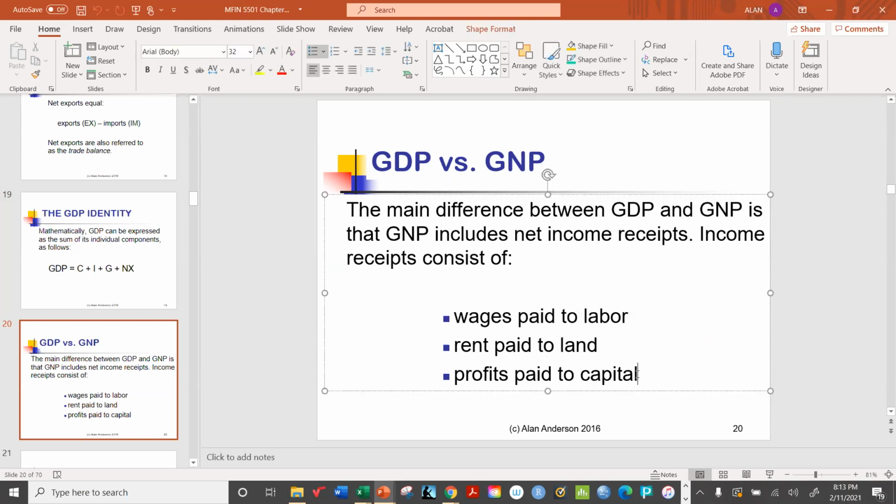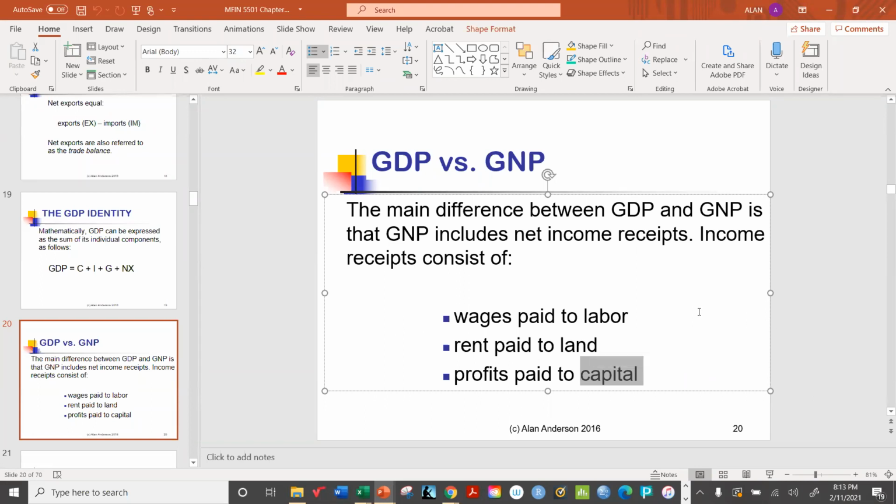And then profits paid to capital. Capital is basically physical goods that are used to produce final consumer products. So like buildings. If I own a building and I'm renting it out to Starbucks, that goes into my pockets. And that goes into this category.